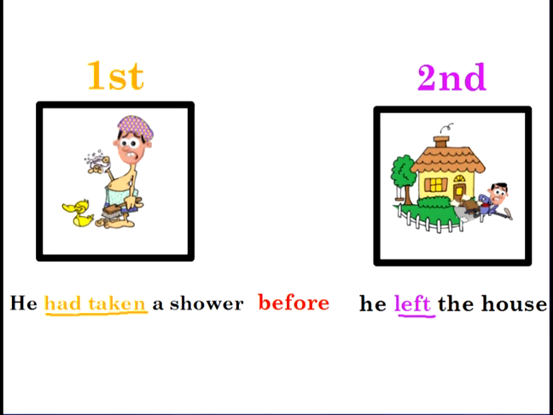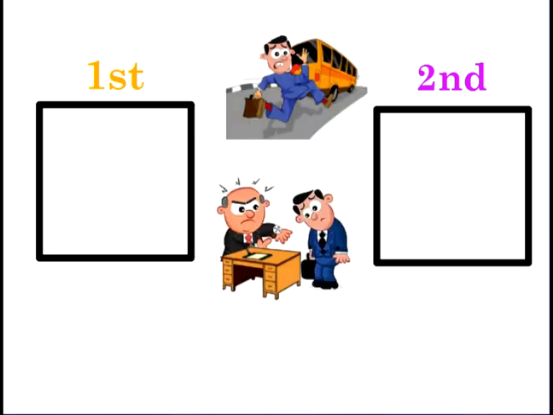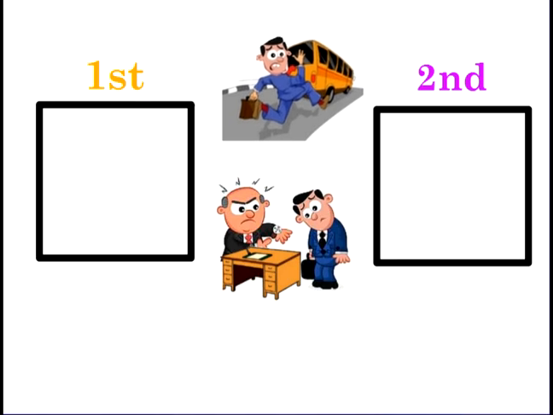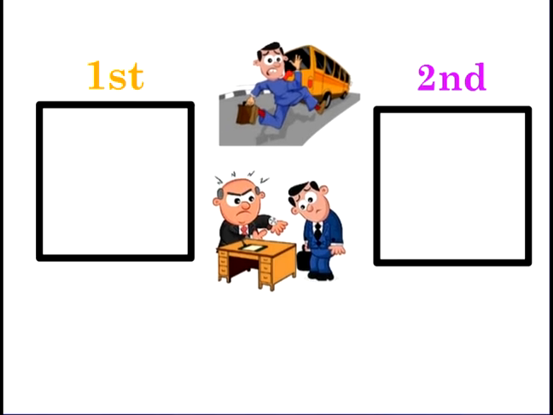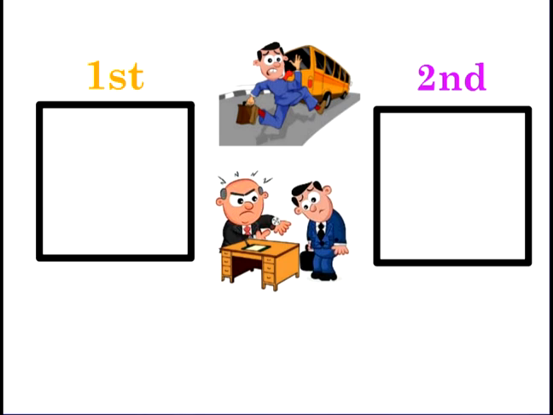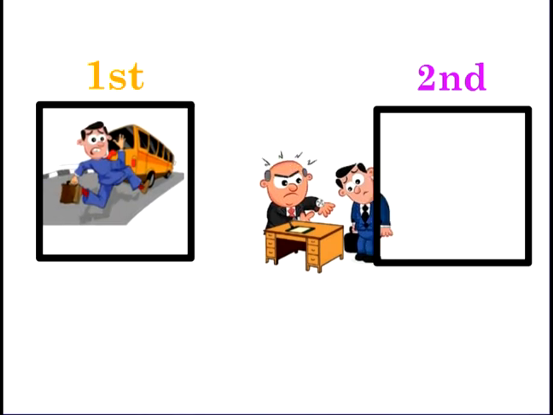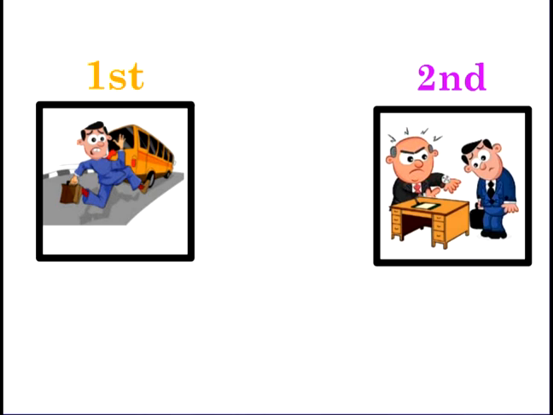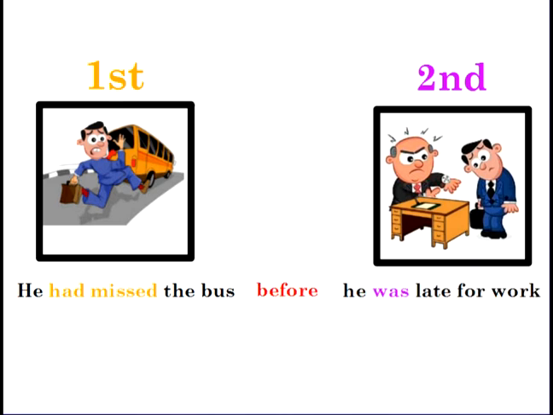Okay? Let's look at another example. So, which one happened first? He missed the bus or he was late for work? Well, probably this happened and then this happened. So my first action is the past perfect, remember? So I'm going to say, he had missed the bus before he was late for work. And again, my first action, right, is that past perfect. He had missed the bus before he was late. And that's the second thing that happened, that he was late for work.